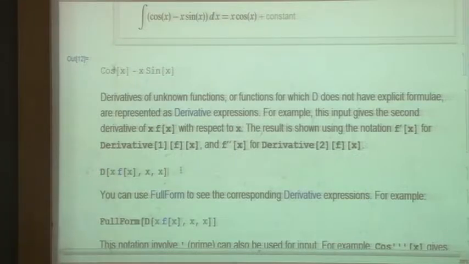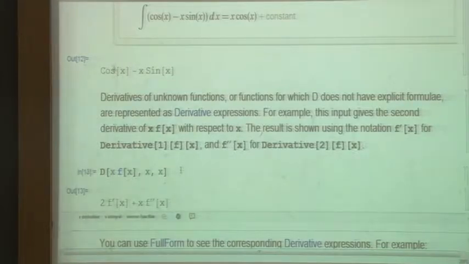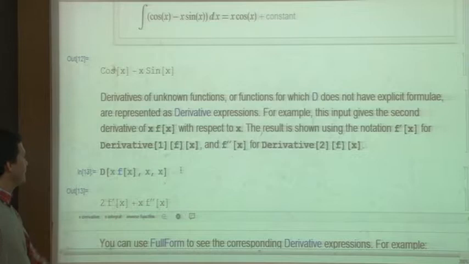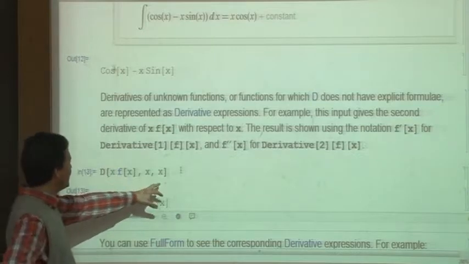Alternatively, we could just find the derivative for, again, a function that has not been defined. We could do that as well. No problem. Mathematica doesn't care. It handles both symbolics and numerics perfectly. So 2 times f prime x plus x second derivative, right? Why is that? Because here we're calculating the second derivative.